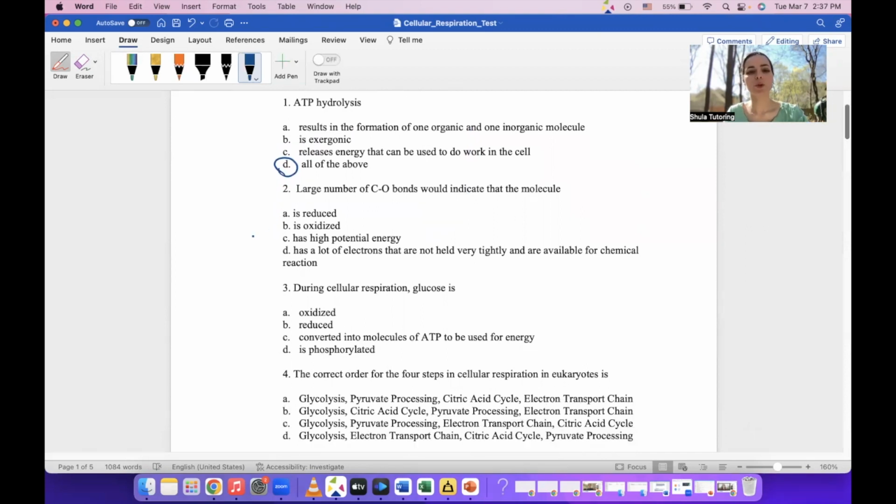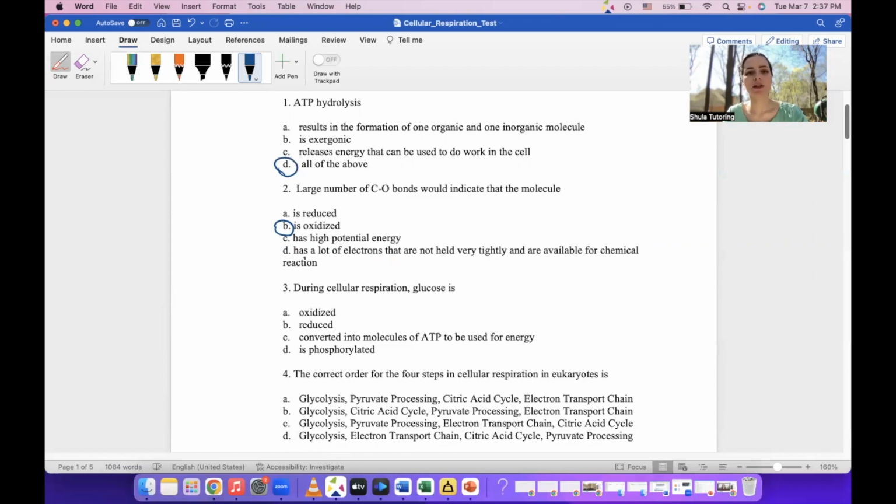And then number 2, a large number of C-O bonds would indicate that the molecule is oxidized. So it's choice B. If you have a lot of C-H bonds, that indicates that the molecule is reduced. A large number of C-O bonds indicates that the molecule is oxidized. If the molecule is oxidized, it has really low potential energy, so choice C is wrong. If the molecule is oxidized, obviously it's not reduced.